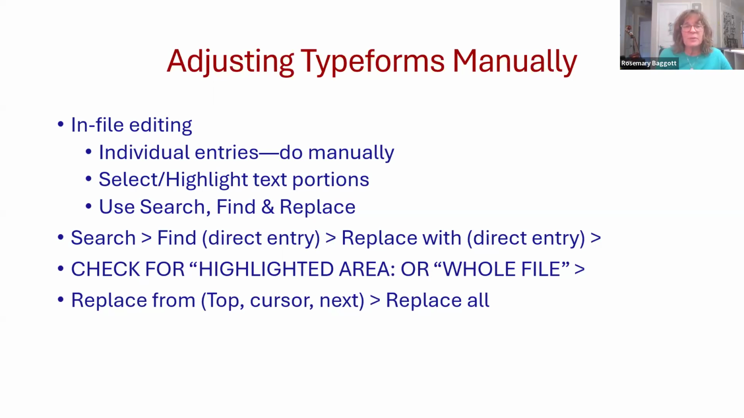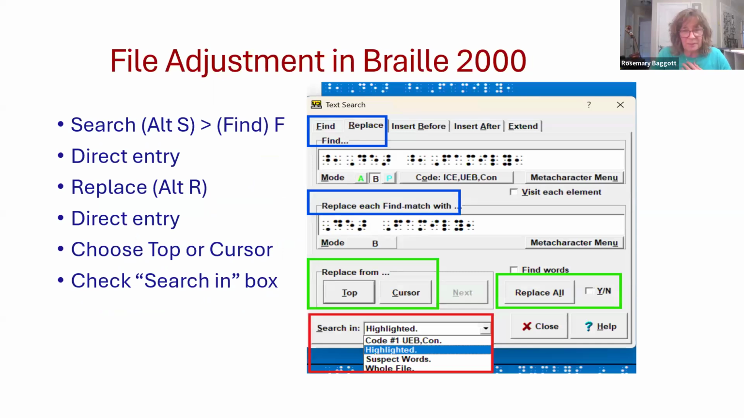The most important thing I will say right here, it's in bold type, it's in all caps here, is check for highlighted area or whole file. This is what I mean. So this is the tool. Here's the search and find. Here's the search box, or the find box. This is what I'm looking for.